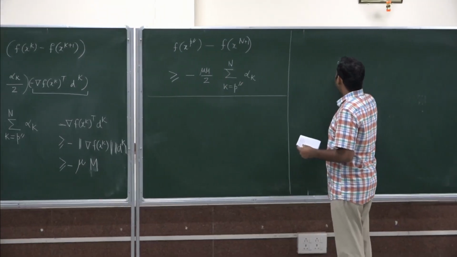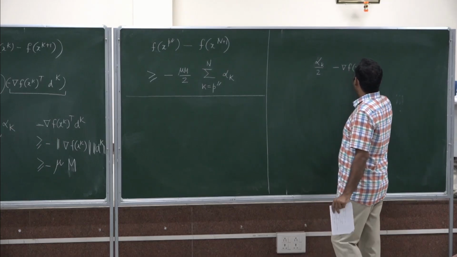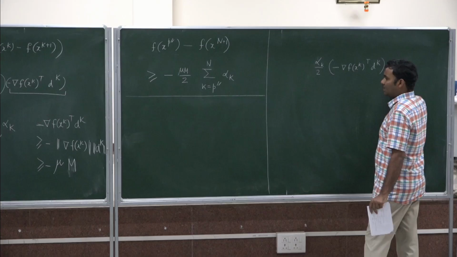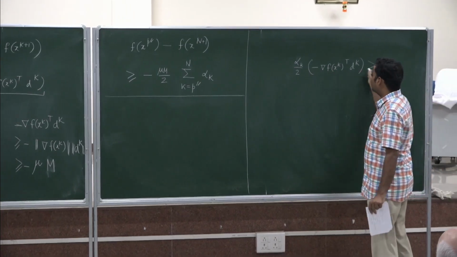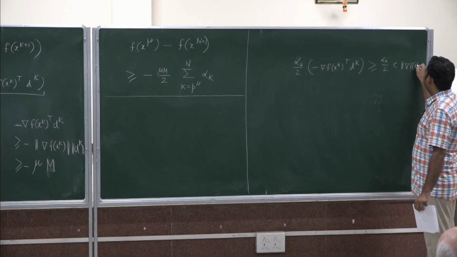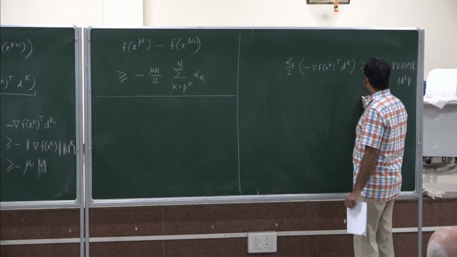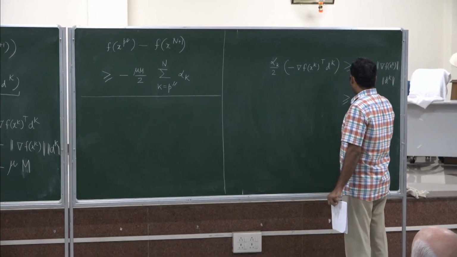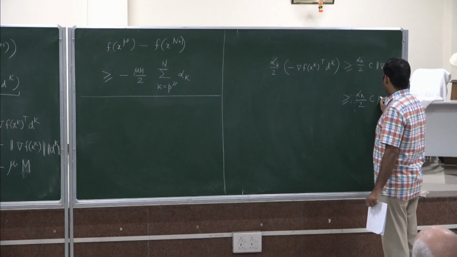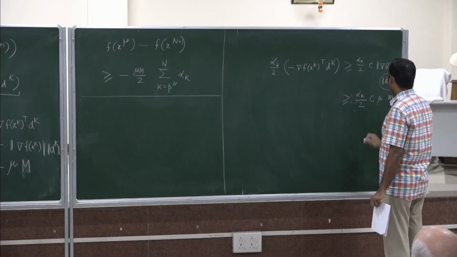this alpha k by 2 negative gradient of f xk transpose dk, this entire part is greater than or equal to alpha k by 2 c times negative gradient f xk norm dk, right? And then this will be greater than or equal to alpha k by 2 c times, this is greater than mu, and then we are requiring this dk also bounded below.